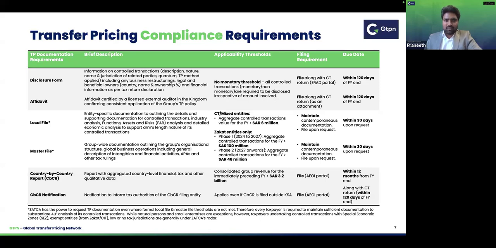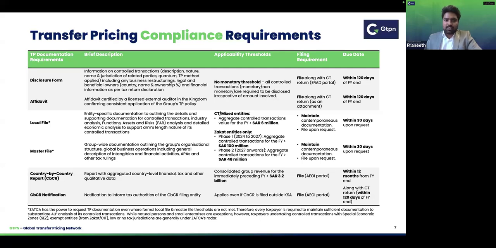Second is the affidavit. This is the CA certificate by the local licensed auditor in the Kingdom, wherein the auditor certifies that the controlled transactions overall conform to the group TP policy. This goes as an attachment to the DFCT along with the tax return. Again, the due date is the same as the disclosure form.